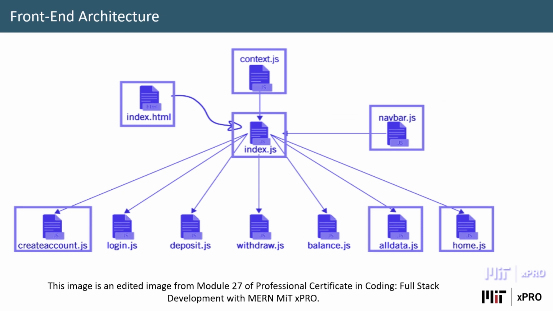Now here's the diagram of the front end architecture. It's made up of various components. The file names index.html, context.js, and index.js are controller components that play roles behind the user interface. The user interface is seen by users, composed of the navbar, create account, login, deposit, withdraw, all data, and home.js.